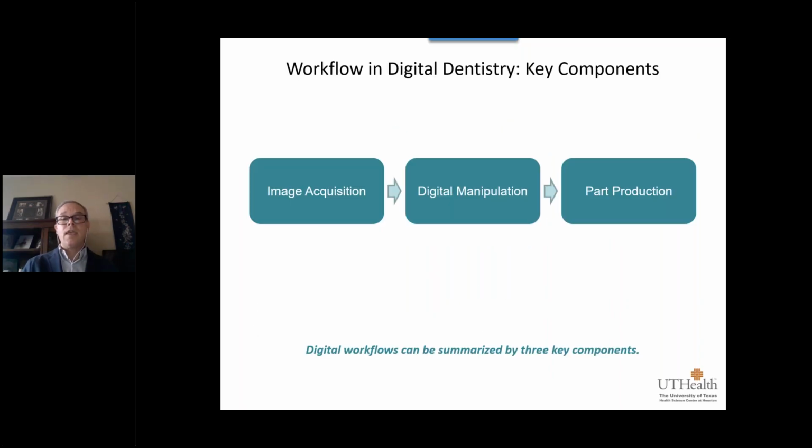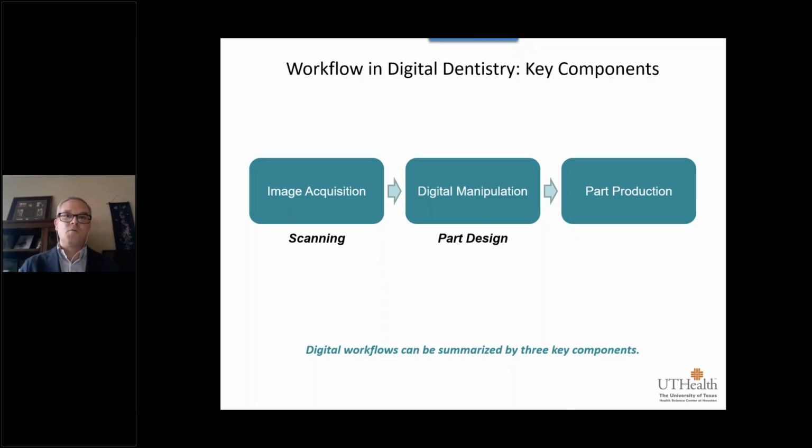When we think about the workflow in digital dentistry and digital orthodontics, this workflow can be boiled down to three principal components in my view. And the first step is image acquisition. And in clear aligner therapy, that would involve scanning, be it scanning of a cast model from an impression that was physically taken of the patient's dentition or a directly captured intraoral scan. That digital scan of the patient's anatomy is then manipulated as needed to affect the treatment of the patient. And then parts are designed.